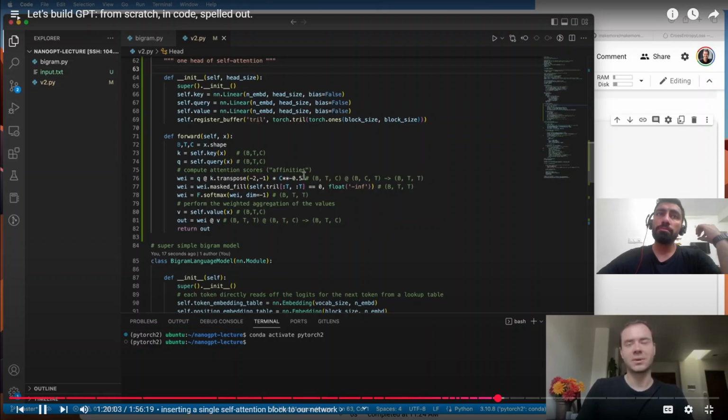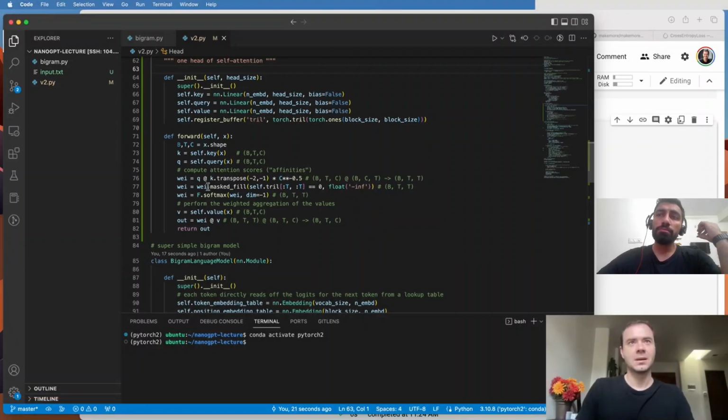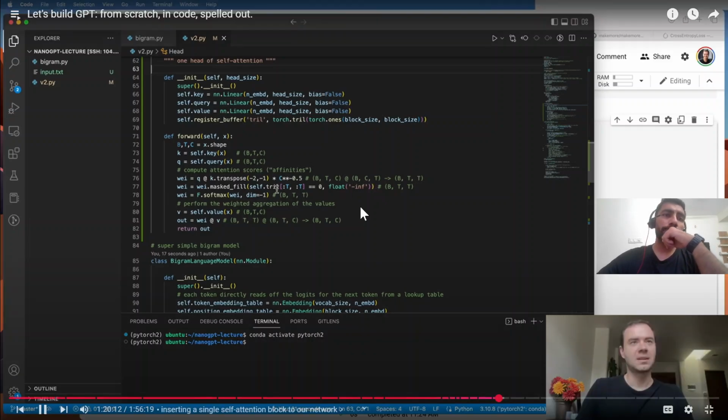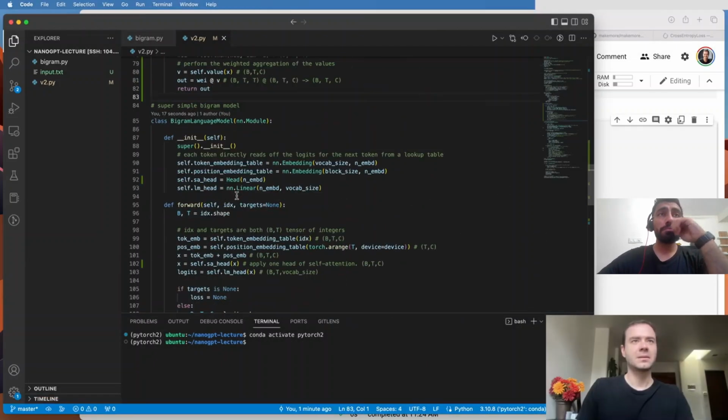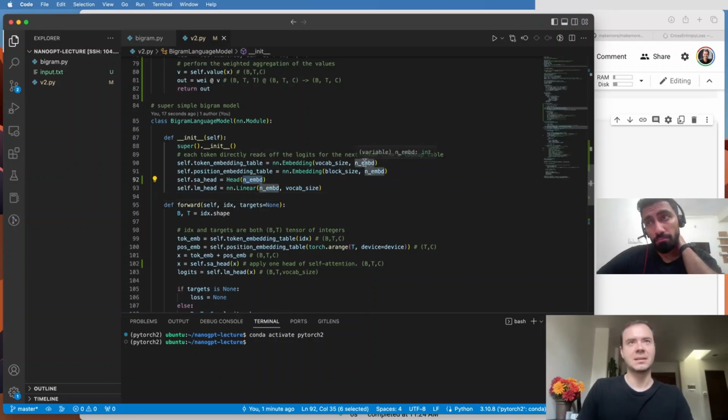We normalize it, so we're using scaled attention here. Then we make sure that the future doesn't communicate with the past, so this makes it a decoder block. And then softmax, and then aggregate the values and output. Then here in the language model, I'm creating a head in the constructor, and I'm calling it self-attention head. The head size I'm going to keep the same as n_embd, just for now.